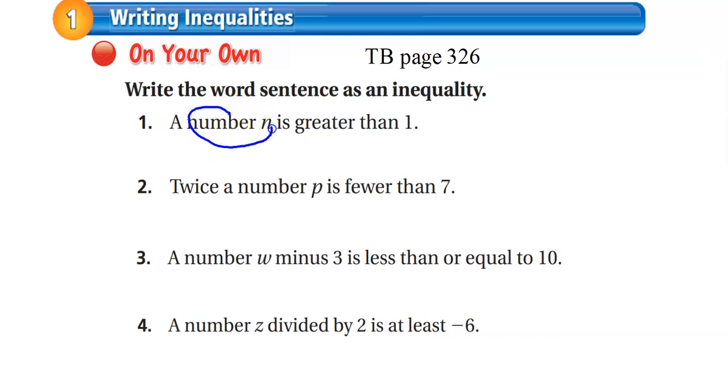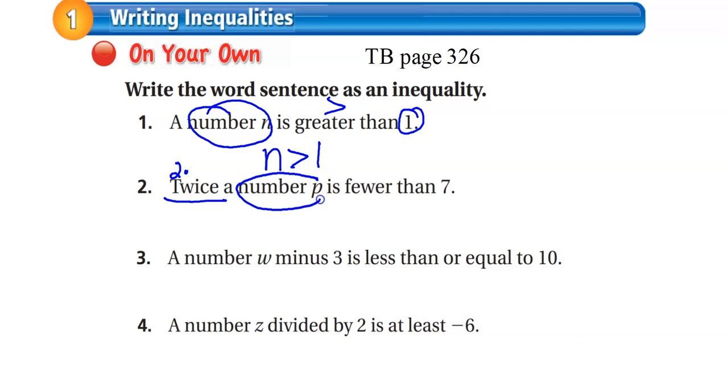So I'm going to circle it, number N. I'm going to circle the 1, is greater than, just looks like that. So N is greater than 1. Twice. Ooh, that means I'm multiplying it by 2, right? So, that means I need to underline that. That's my math word. I'm underlining that, and that means 2 times.